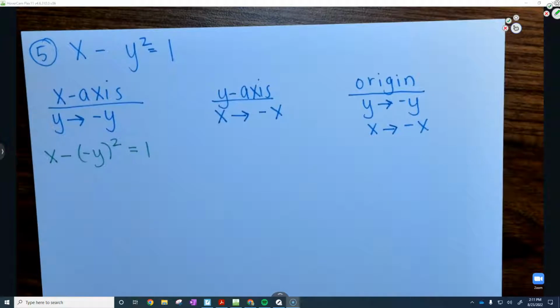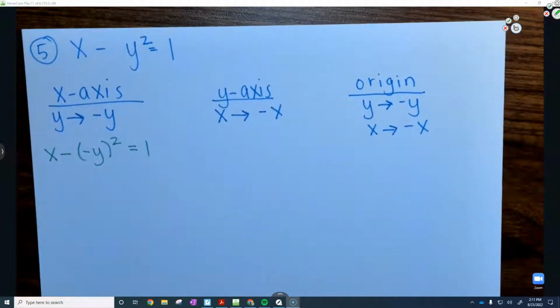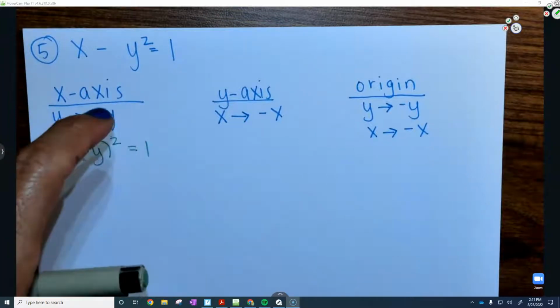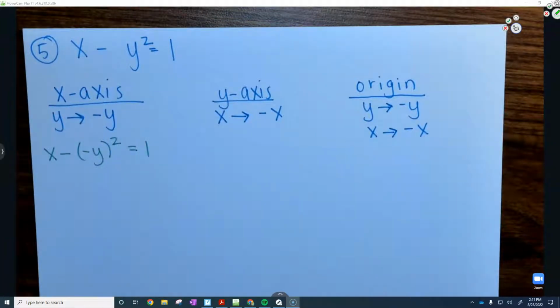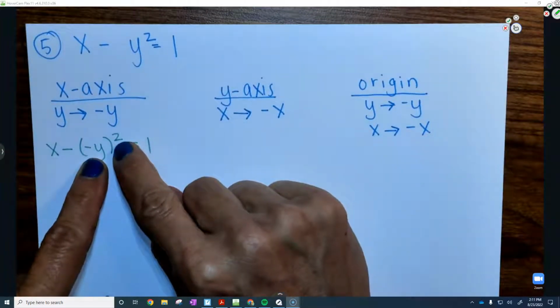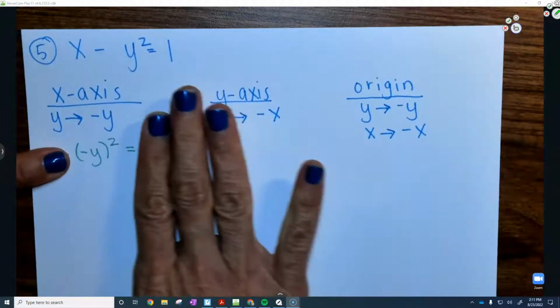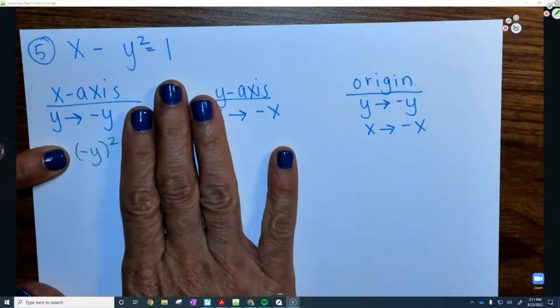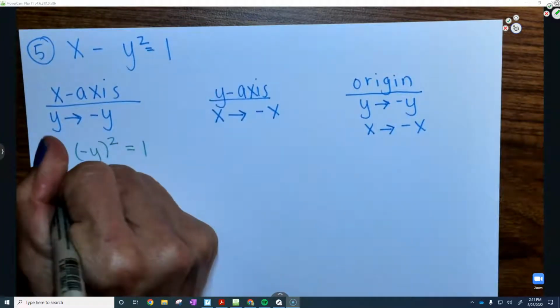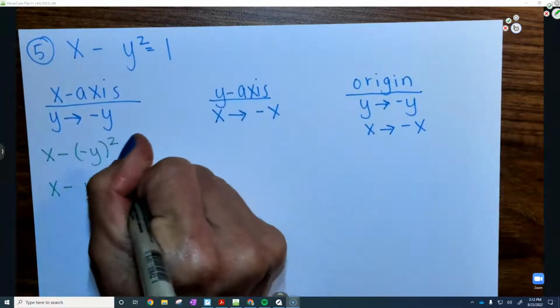And guys, let me ask you a question. If this negative y, if it was a negative 3, what's negative 3 times negative 3? A positive. What if I input a positive 3? What's positive 3 times positive 3? Positive. So anytime you drop in a negative to an even exponent, it's going to be positive. So this, if I cover everything up, what's negative y times negative y? Y squared. Positive y squared. So this is going to simplify to x minus y squared equals 1.